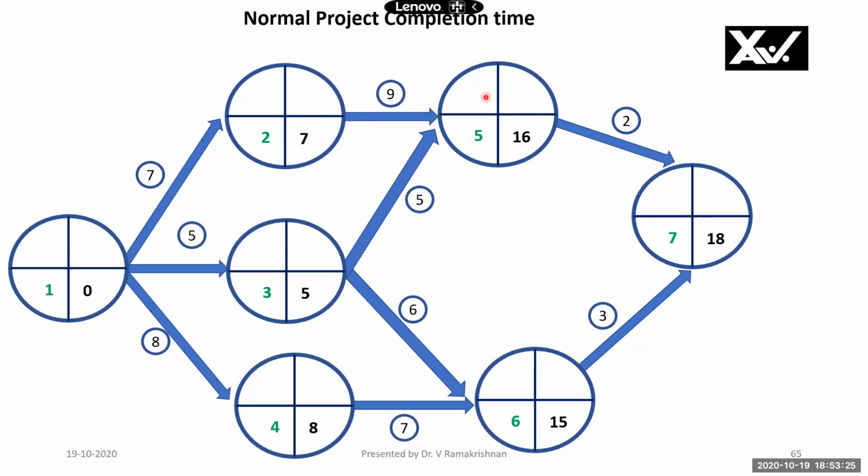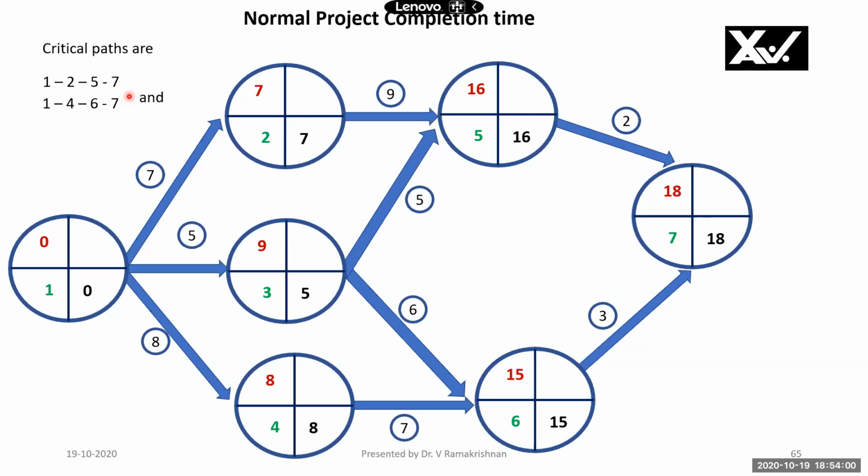Similarly, I have to find out the latest completion time for all the events starting from the head event. That is 18 I have started. So 18 minus 2 is 16, 16 minus 9 is 7. Here 18 minus 3 is 15. Now when it comes to this node 3, 16 minus 5 is 11 and 15 minus 6 is 9. I have to take the lowest value. For latest completion time, I have to take the lowest value. For the earliest starting time, I have to take the maximum value. So with this rule, I have filled up all the E and L values.